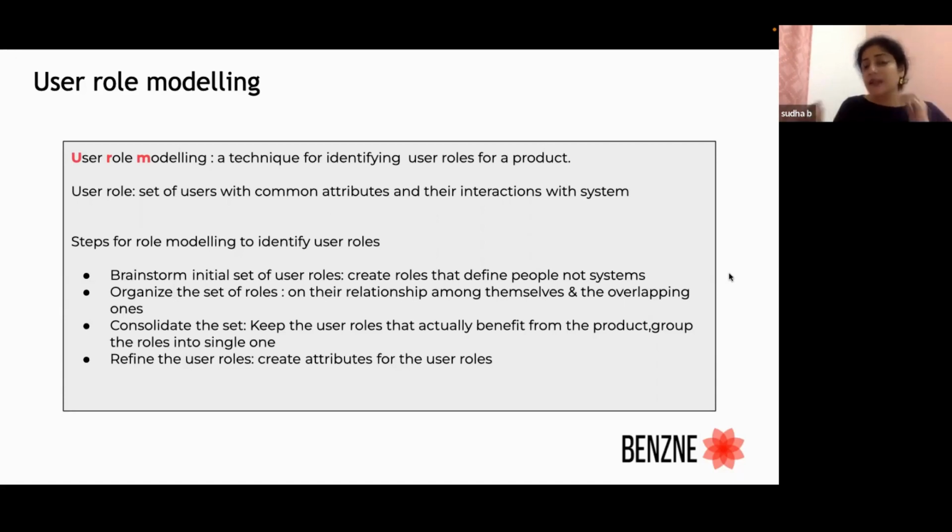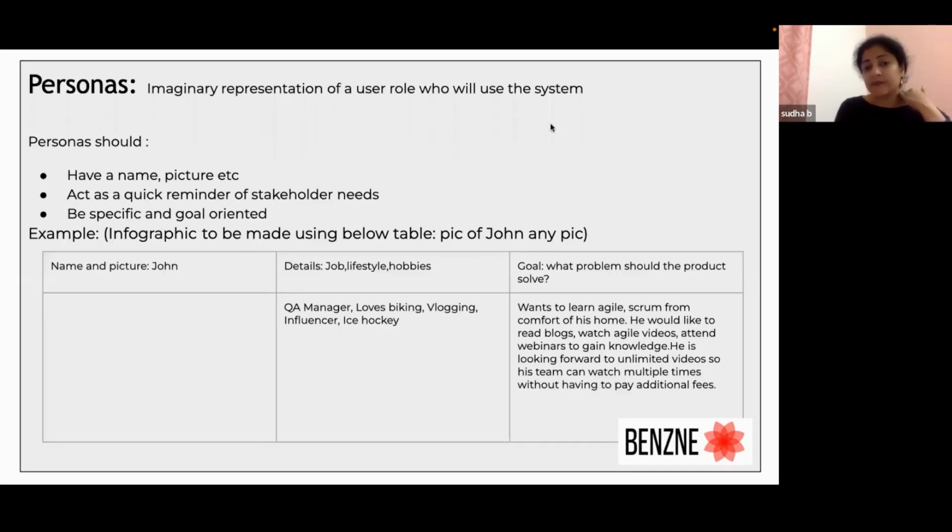Now that takes us to the next step, which is a persona, right? Refining the user roles, adding more information to find out what are the various interactions, what are the feelings of the user is our next step. From there, we can move on to another technique, or you can stick to user role modeling, or you can use the personas. Persona technique takes you one step ahead.